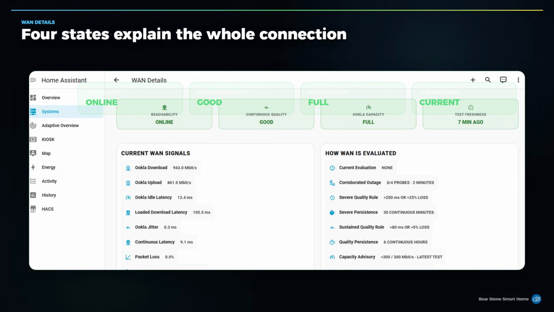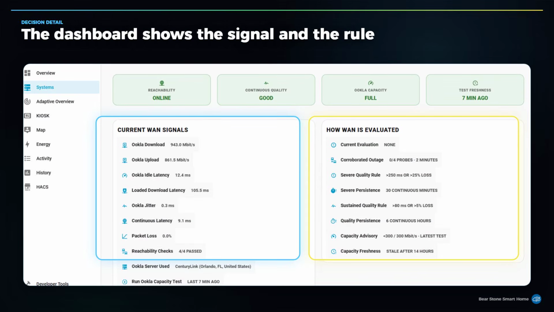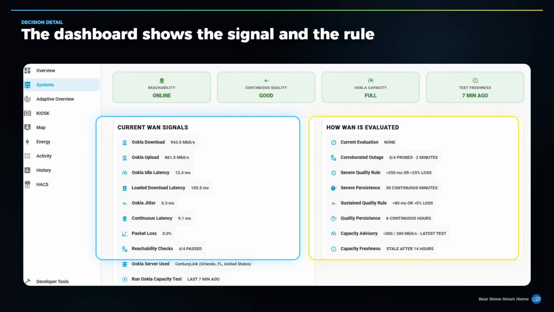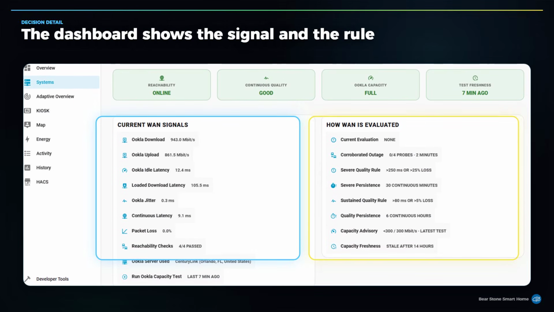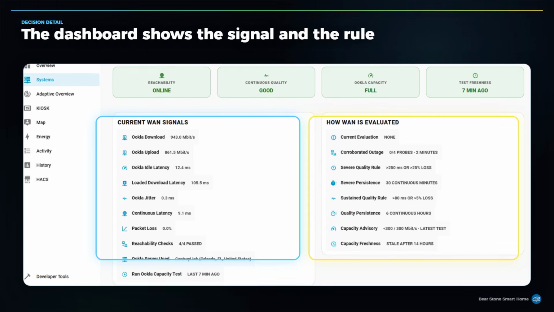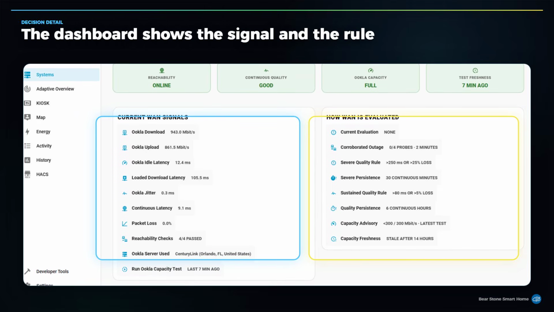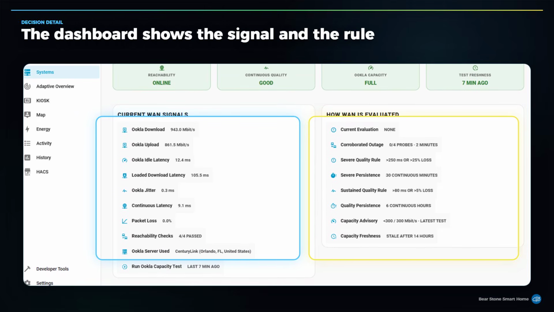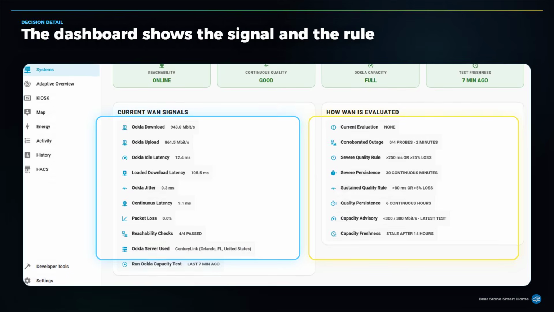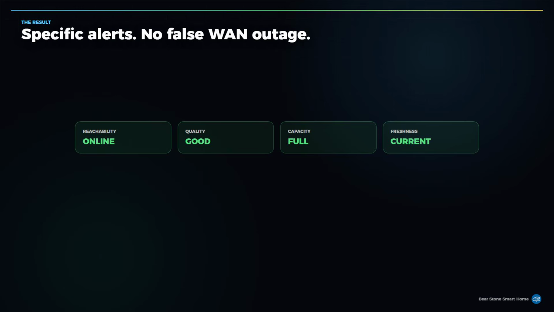The new WAN page shows 4 states across the top: reachability, continuous quality, Ookla capacity, and test freshness. Below that, I can see the download and upload snapshot, idle and loaded latency, jitter, continuous latency, packet loss, probe count, and the server the test used. The right side shows the exact rule behind each alert. The result is quiet when the connection is healthy and specific when something fails.